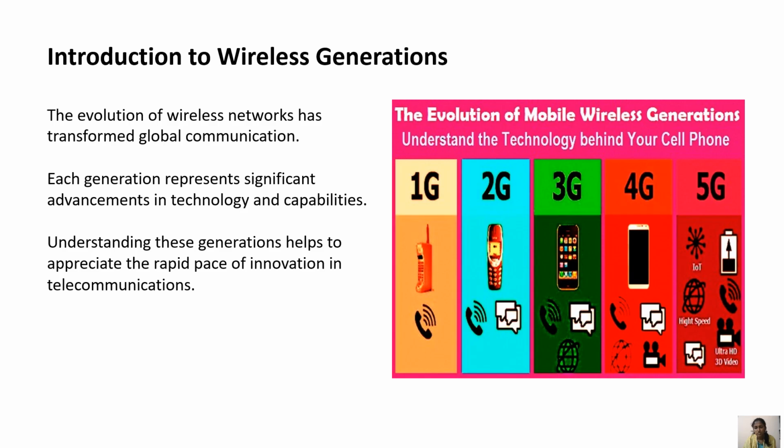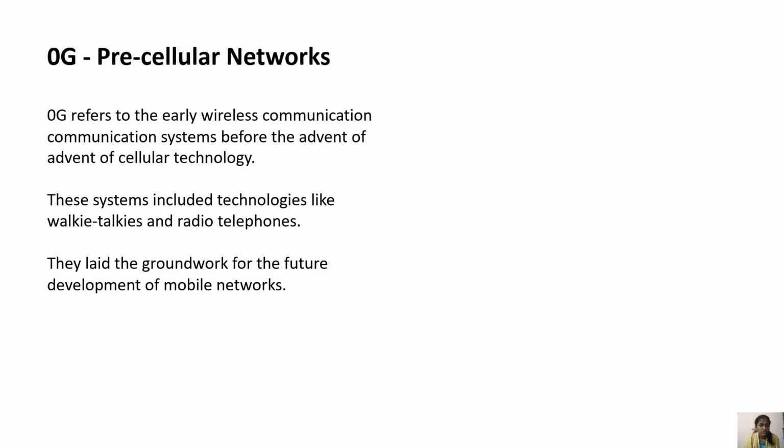Here we can see pictures of the evolution of the mobile wireless generations from 1G to 5G. 0G refers to pre-cellular networks. It refers to the early wireless communication systems before the advent of cellular technology. These systems included technologies like walkie-talkies and radio telephones. They laid the groundwork for the future development of mobile networks.